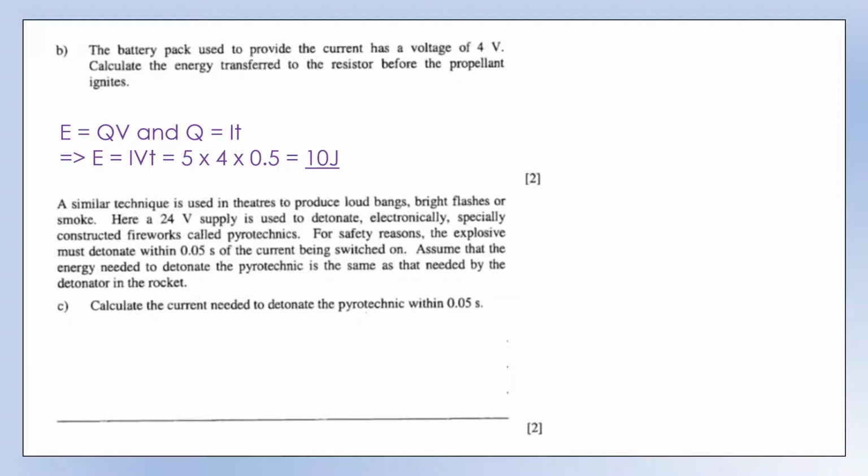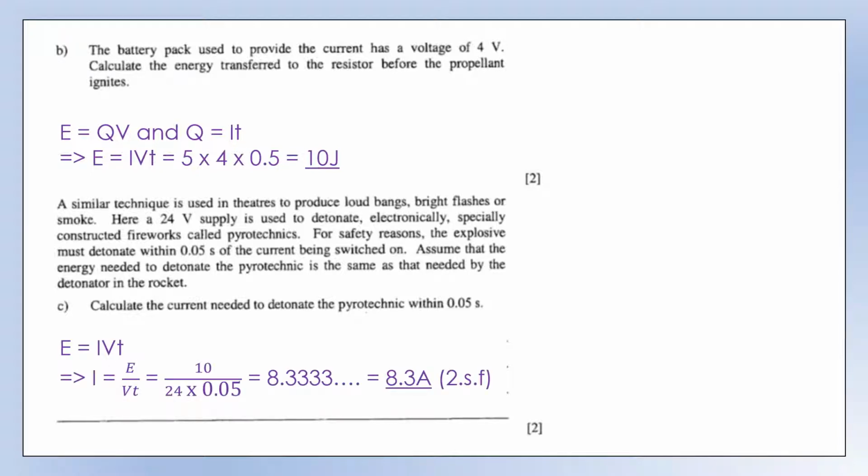So a similar technique is used in theatres to produce loud bangs, bright flashes or smoke. Here a 20 volt supply is used to detonate electronically specially constructed fireworks called pyrotechnics. For safety reasons, the explosive must detonate within 0.05 seconds of the current being switched on. Assume that the energy needed to detonate the pyrotechnic is the same as before. Calculate the current needed to detonate within 0.05 seconds. Okay, so we're going to use the same equation, but we want to find current. We know energy from before, we've got the voltage, we've got the time, so you can see we now need 8.3 amps.